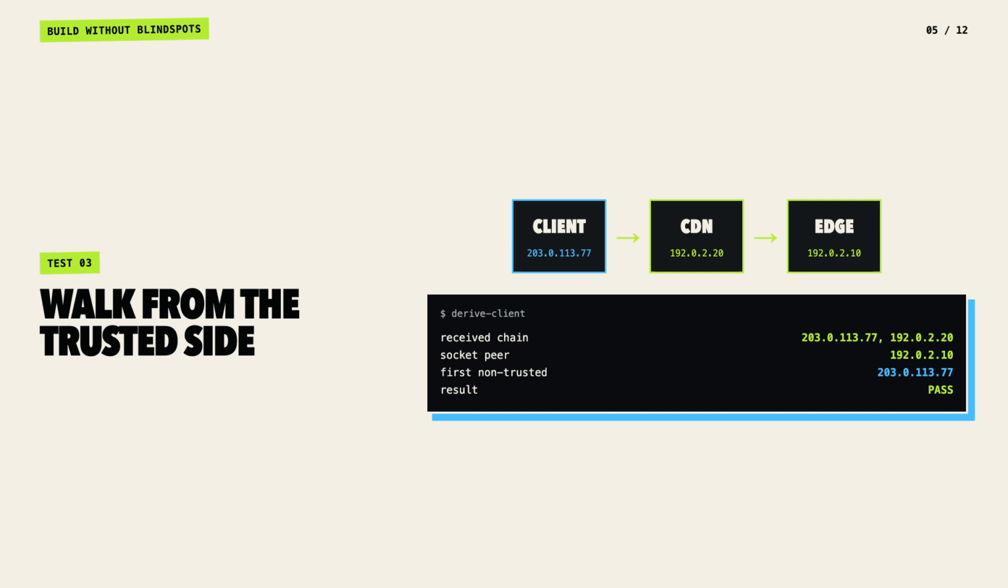Suppose the app receives 198.51.100.25, 192.02 opt-in. Which value is the client?